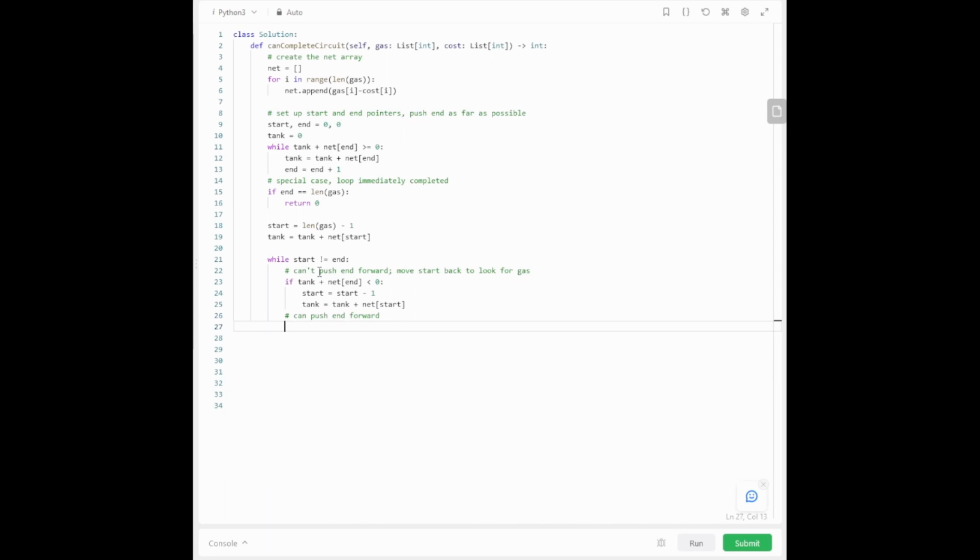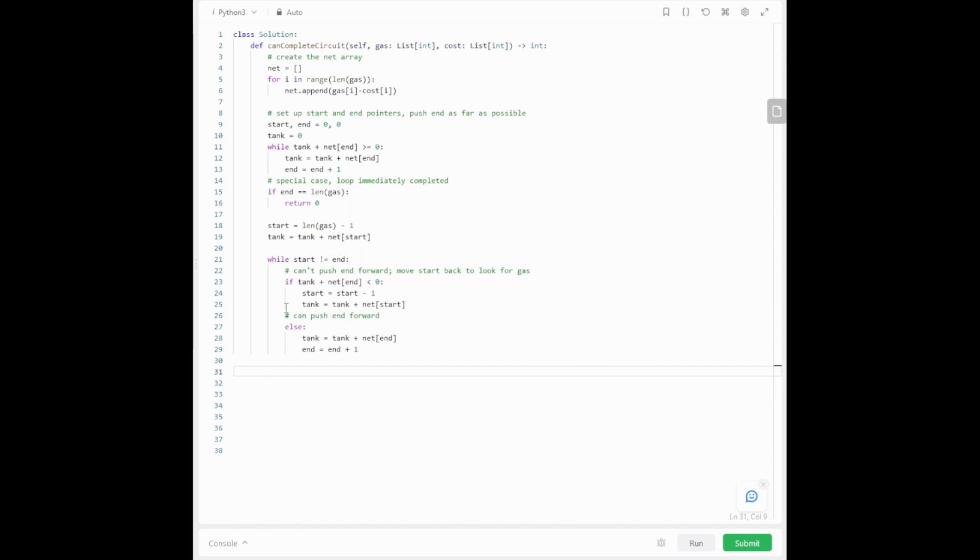And now what about the case where we can push end forward? That means else means that tank plus net end is actually greater than or equal to 0, meaning that the current gas that we have in our tank, when adjusted by the net cost of moving forward one position, is actually not going to put us in the negatives, which is good. So in these cases, we say tank equals tank plus net end, and then end equals end plus 1. We push end forward. Now this repeats until the two meet, start and end.